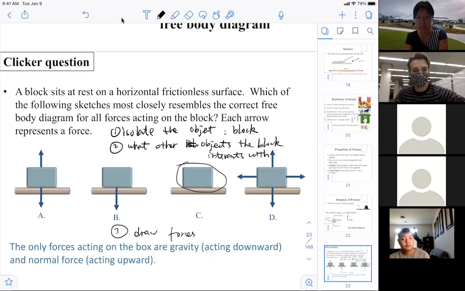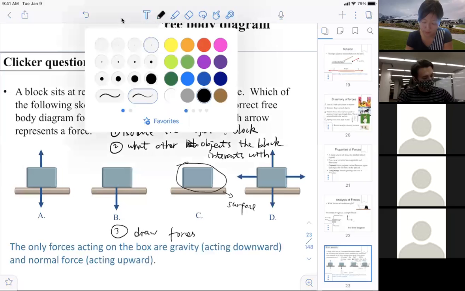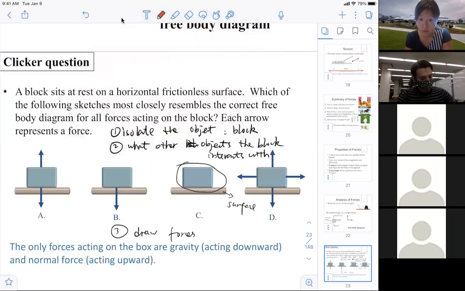Can you give one other object that is interacting with this block? Ground. The ground, you said? Yeah, or the surface. The surface would be it. Okay, very good. And because of that contact, it will exert what kind of force on the object? Normal force. Normal force, very good. And then which way would the normal force be pointing? Up. It would be this way.